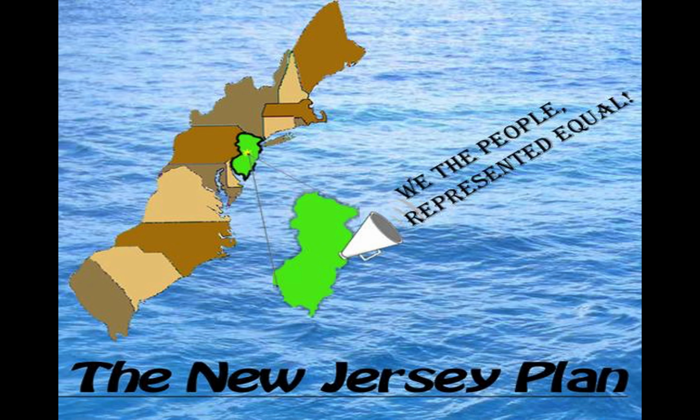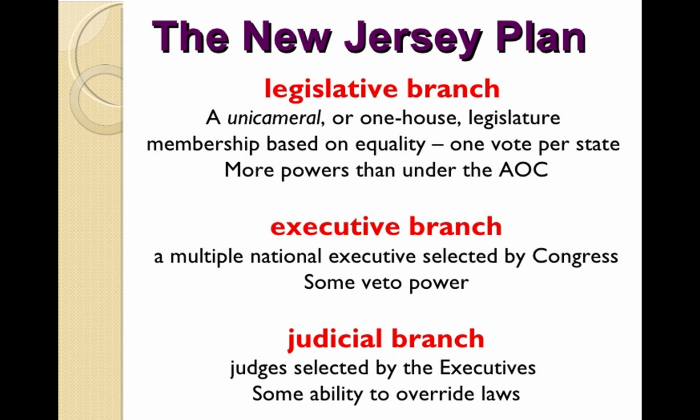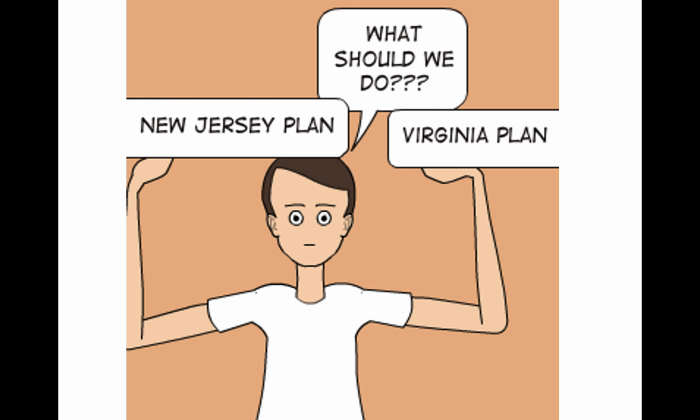The New Jersey plan. One state, one vote. And Virginia says, what are you, crazy? Our million people get the same vote as like 2 people in Rhode Island? Heck no. Fight, fight, fight. We got to have a compromise or else we won't have a Constitution. And thus, the New Jersey plan, Virginia plan, peanut butter, chocolate, put them together and you get something even better, a Reese's Peanut Butter Cup.